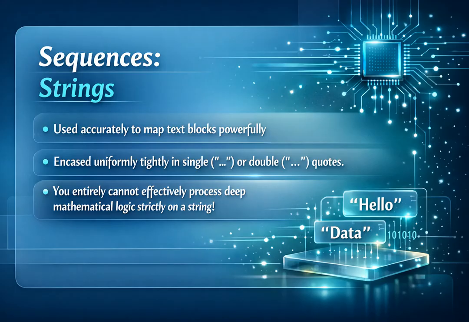A string is a sequence of characters enclosed in single or double quotes. Strings are used to store text data like names, messages, or sentences. You cannot perform arithmetic on strings, but Python provides many powerful string manipulation operations.